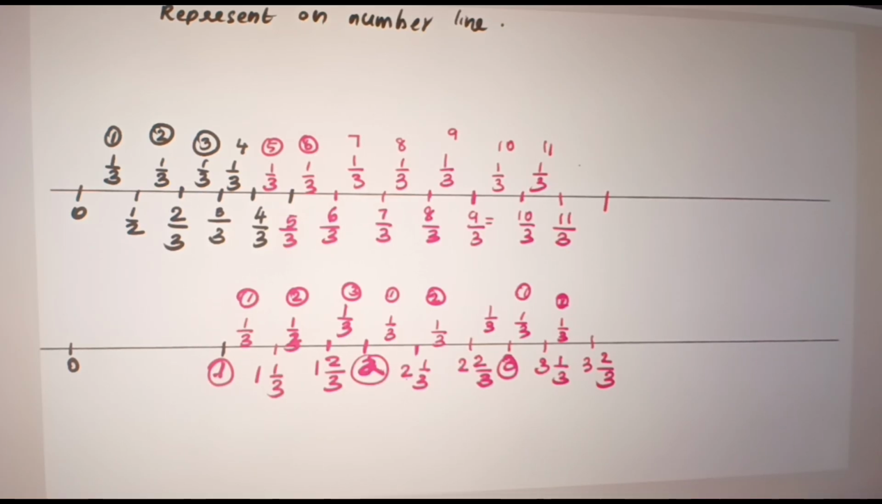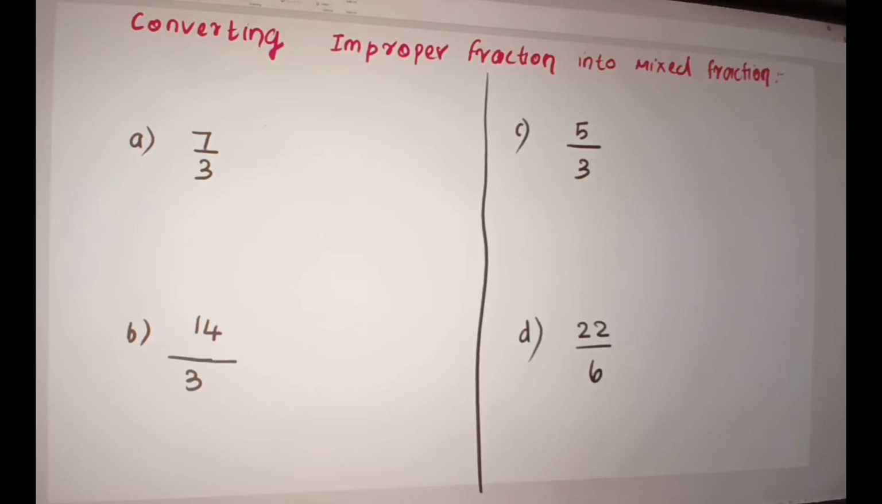Now you add 12 thirds, so 12 over 3 gives you 4 wholes. Converting improper fraction into mixed fraction. In order to convert an improper fraction into a mixed fraction, you have to divide the numerator by the denominator. So here, in order to convert 7 over 3, you have to divide 7 by 3.